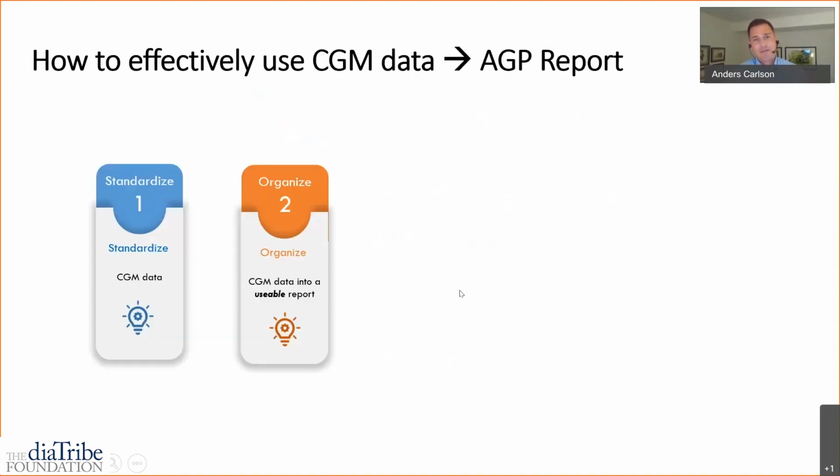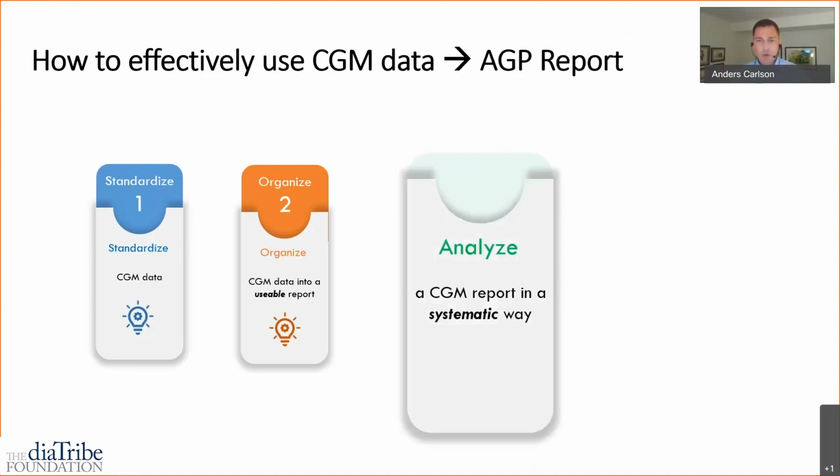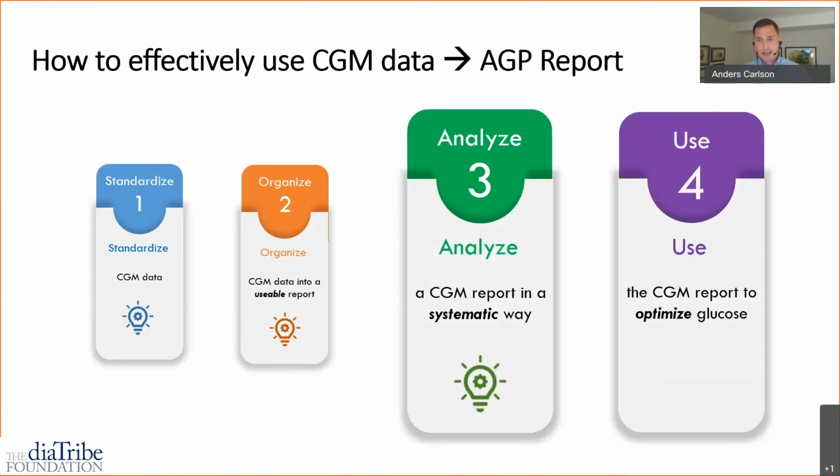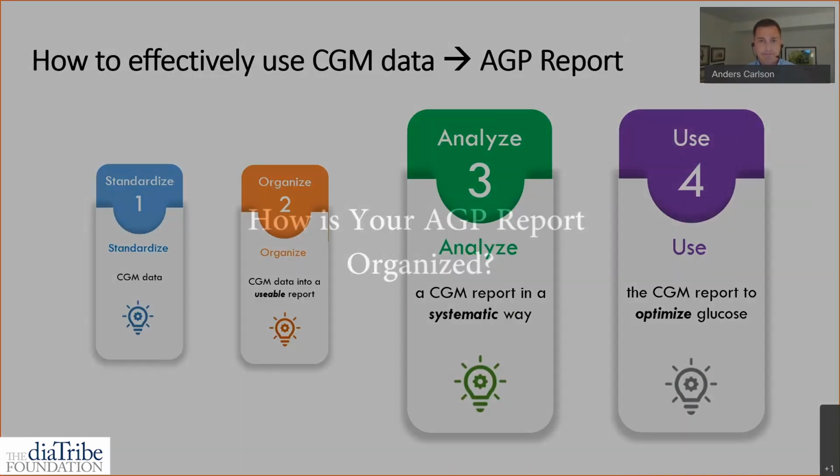So you've seen from the first video with Dr. Bergenstahl how to standardize CGM data and visualize it on the AGP report. And we also saw how that data is organized in a way to make it very usable and user-friendly for both patients, their loved ones, and their care team. So what we're going to focus on here today is how to analyze that CGM data in a systematic way that can help you use the data between either yourself, your family, your friends, and your care team to optimize the glucose outcomes.